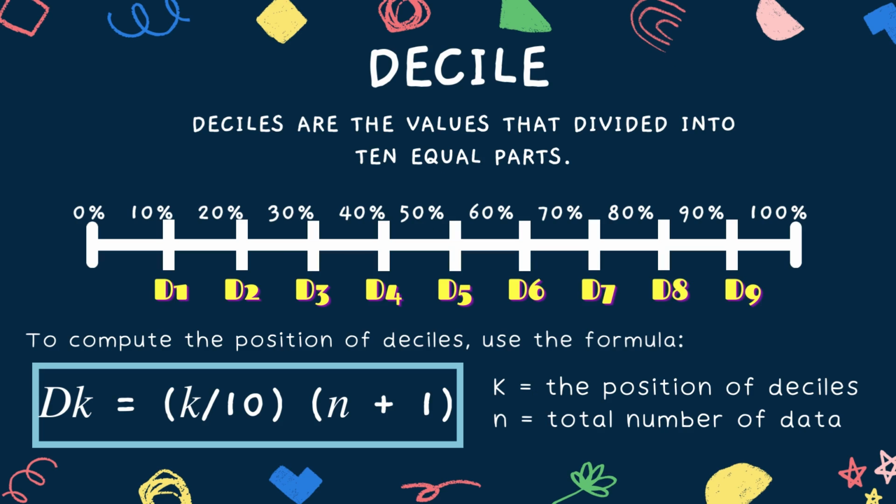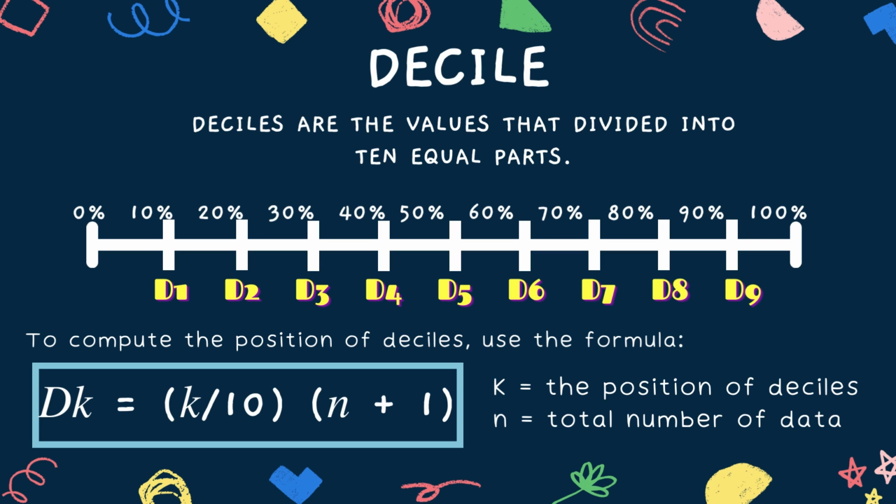For the next topic, we have decile. Deciles are the values that divide the data into 10 equal parts. As you can see here, we have divided it into 10 equal parts, from 0%, 10%, up to 100%. Starting from 10%, it is called the D1, or the decile 1, up until the D9 with 90% of the percentage, or the equal value.